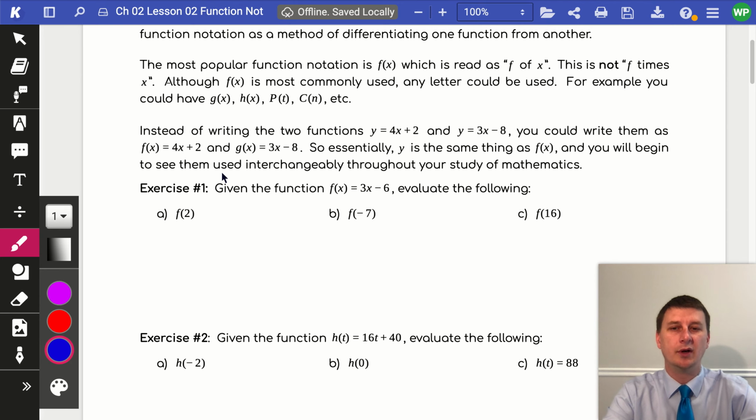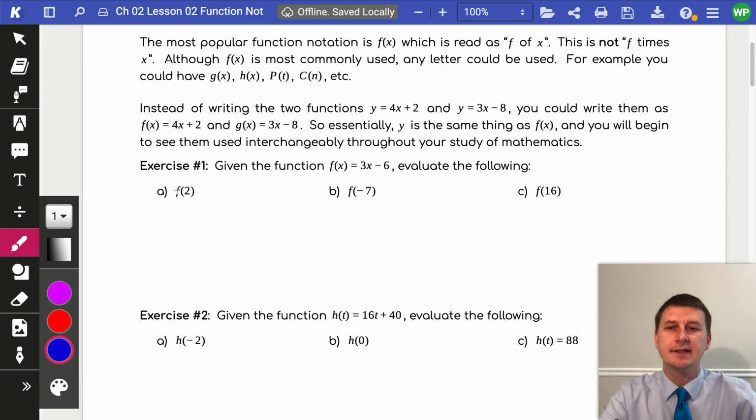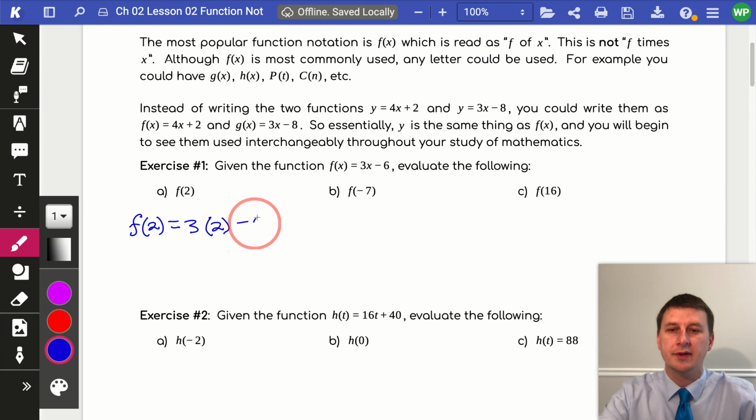In exercise number 1, it says given the function, evaluate the following. So if we are evaluating f(2), this is read as f of 2. We have the function f of x is equal to 3x minus 6. The difference here is that instead of f of x, it says f of 2. The x was replaced with a 2. And that's exactly what we're going to do in this problem. Everywhere we see an x, we're going to replace it with a 2, and then we're going to simplify.